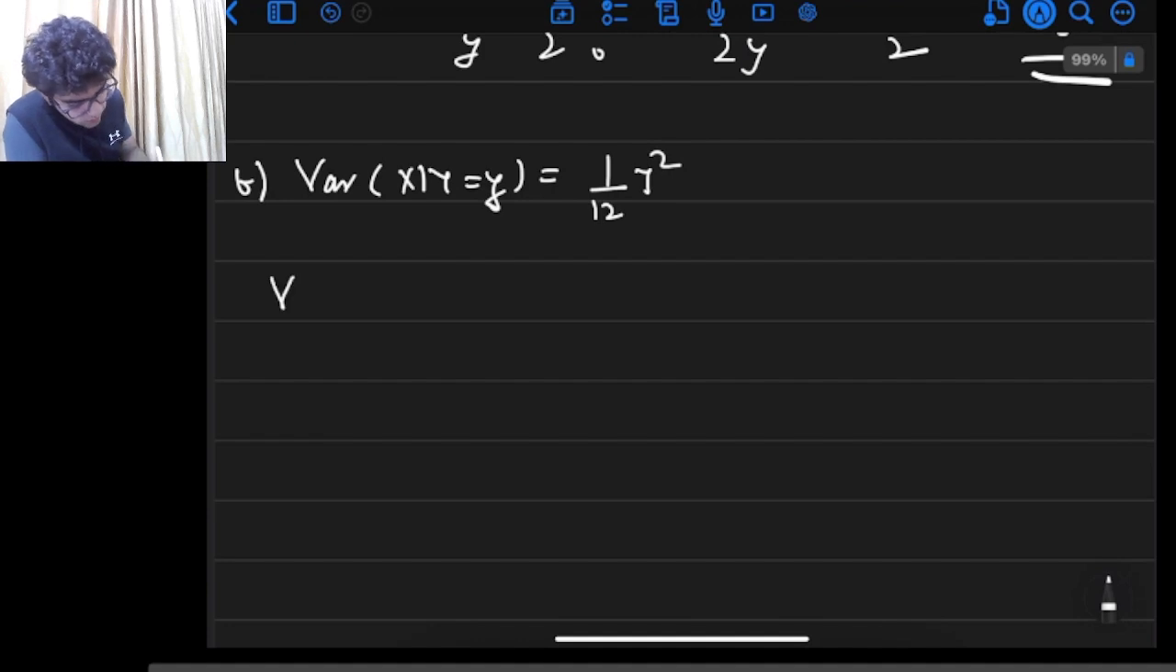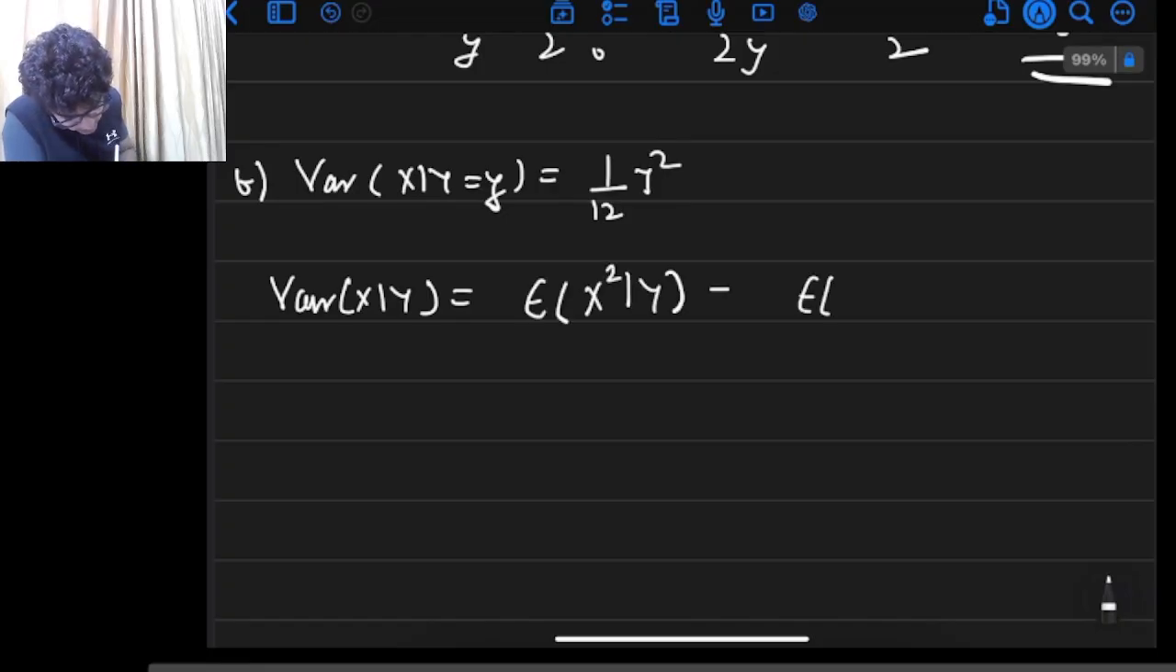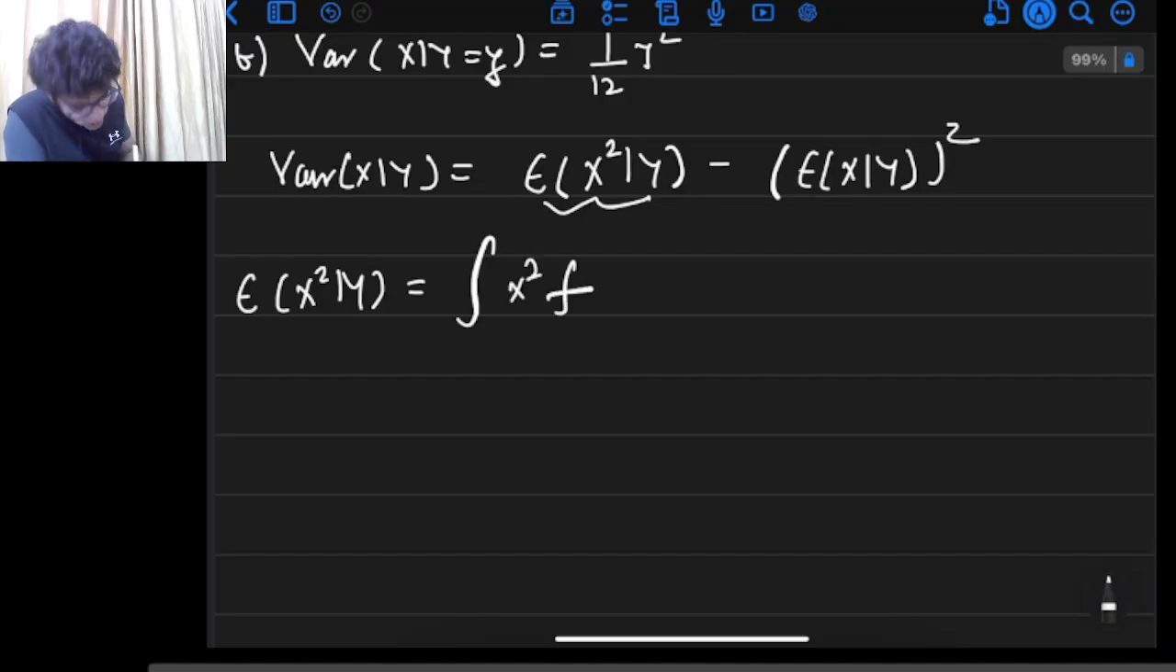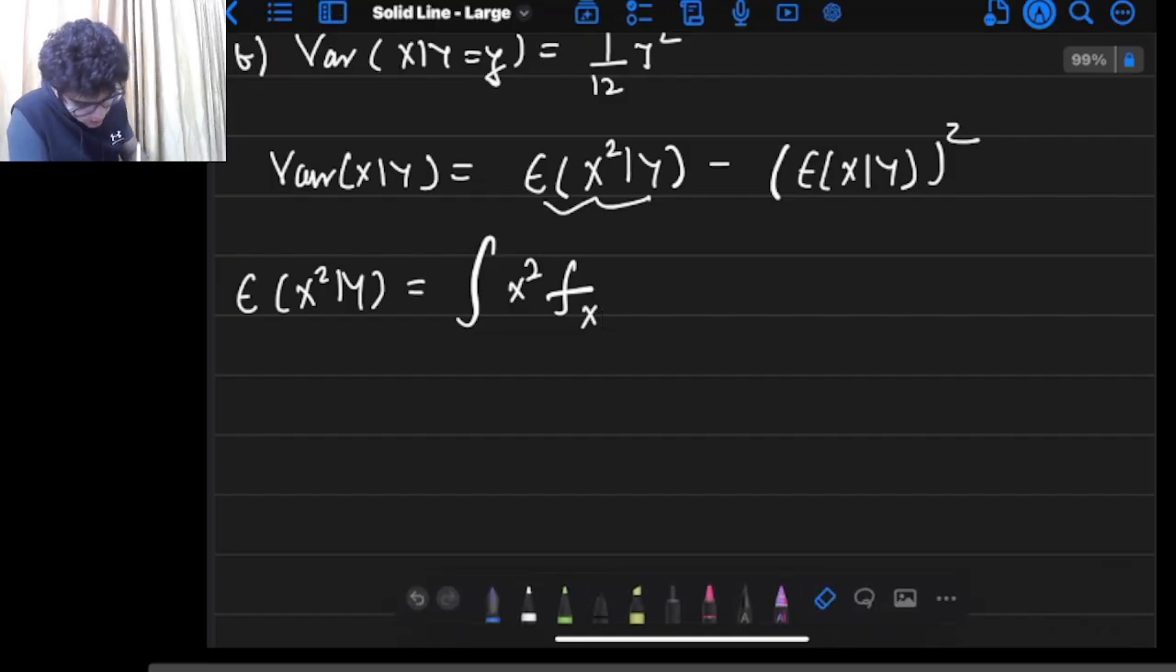We would need to compute the variance of x conditional on y. We need to compute the expected value of x square conditional y minus the expected value of x conditional y, whole square. Now we need to compute this. So like we did in the previous question, x square conditional y becomes integral of x square times f of x conditional y only, dx.